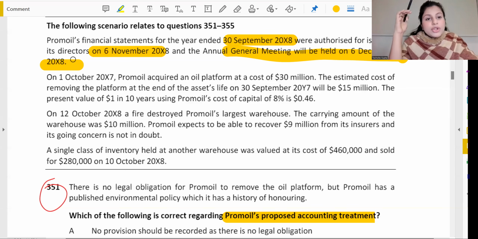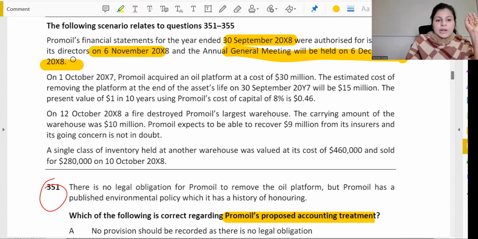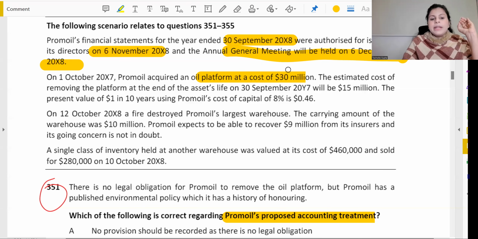So my authorized for issue date is 6th November and general meeting is 6th December. Authorized for issue means that you are about to publish it. It is actually published. So on 1st October, Promoil acquired an oil platform at a cost of 30 million. What's your year end first of all? Is your year end given to you here? Can you find year end anywhere?